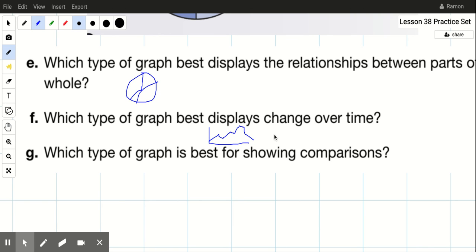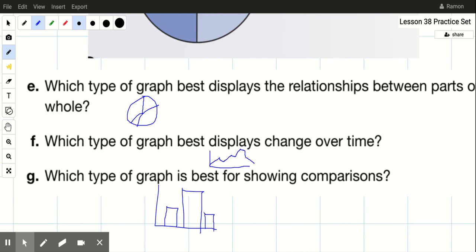We wouldn't use a bar graph because in the bar graph, again, you have groups that you're comparing, which brings us to G. Which type of graph is best for showing comparisons? Bar graphs are good because they give you a very quick idea visually of how something is larger than something else. But pictographs are also good for comparing because it gives you symbols that you can visually look at and then see how they compare to the others. So both of those are good for comparisons.